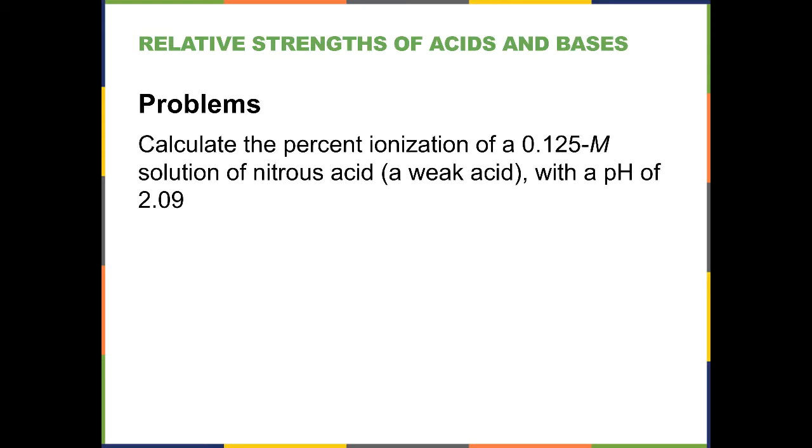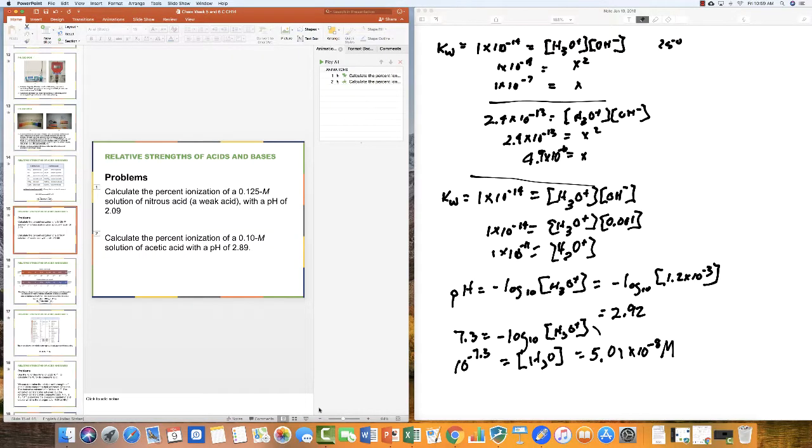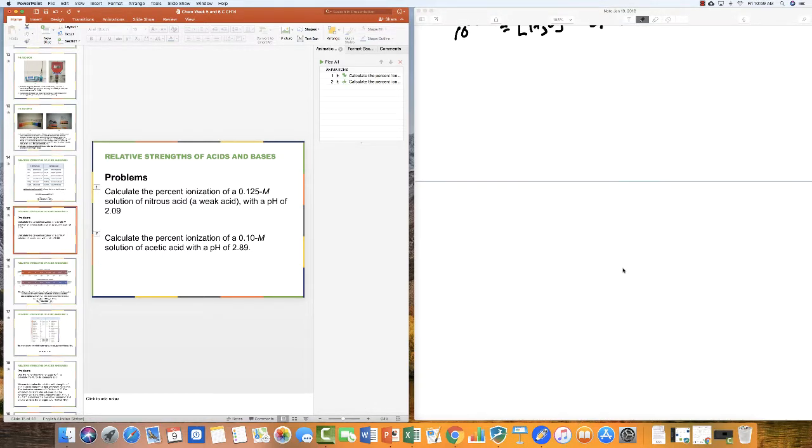Calculate the percentage of ionization of a 0.125 molar solution of nitrous acid, which is a weak acid, if it produces a pH of 2.09. Well, let's take a look at that. And this is akin to some of the problems you did last week in your equilibrium problems, except it's specific for acids and bases.